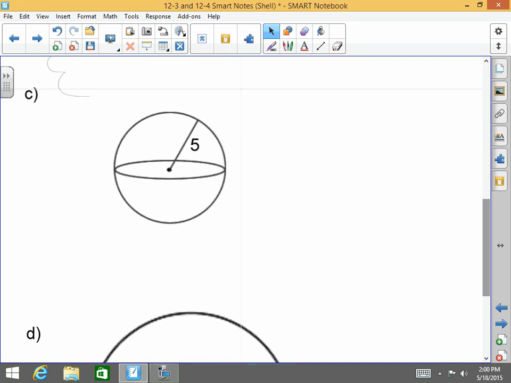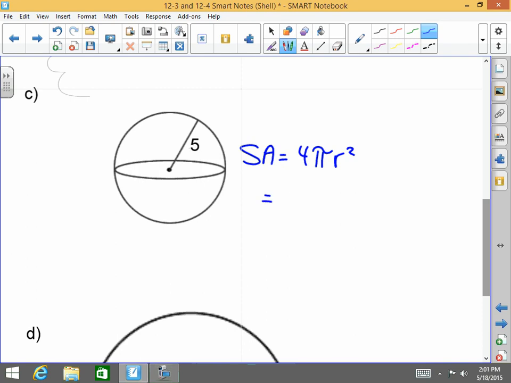C, I have a sphere here with a radius of 5. Remember, the radii of all the circles that make up a sphere are congruent. So exactly, good job, my brother. The surface area is 4 pi r squared. So my surface area will equal 4 times 25 pi. So my surface area equals 100 pi units squared. Yeah, 25 because 5 squared is 25. Thank you for carrying, sir. Thank you. Does that make sense, my brothers?